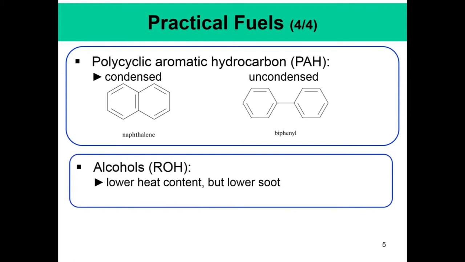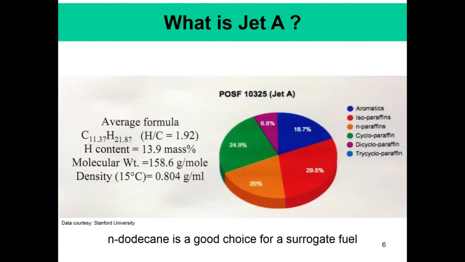And of course, we can have alcohols. As you know, there is a lot of interest in making methanol, butanol, ethanol work in car engines, and they can also emerge as useful fuels for future aircraft. Because of the large water content, they have lower heat content, but they also produce lower soot. So it is beneficial, they are less polluting.